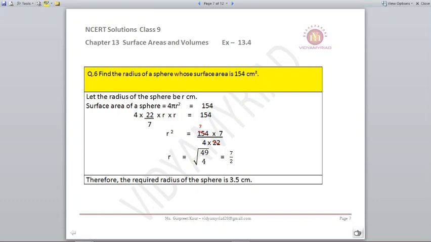Question number 6. Find the radius of a sphere whose surface area is 154 centimeters square. Now we need to find out the radius, so let us just assume the radius as r. We know the formula of the surface area is 4 pi r square, and it is given to us as 154. So 4 into 22 upon 7 into r square is equal to 154. Your r square comes to 49 upon 4. But we need r, so square root becomes 7 upon 2, which is 3.5. So the required radius of the sphere is 3.5 centimeters.